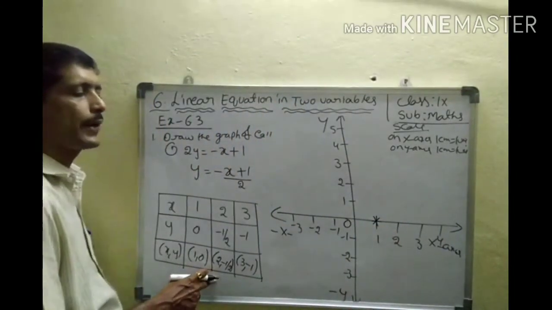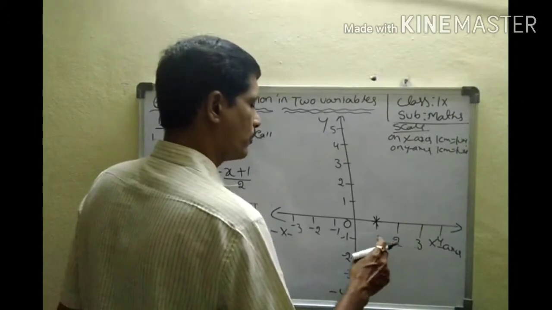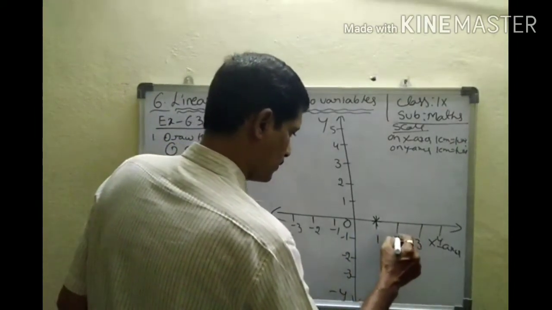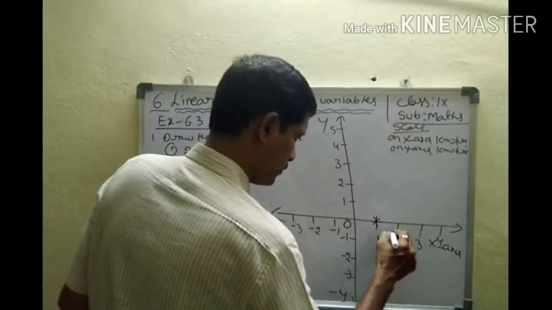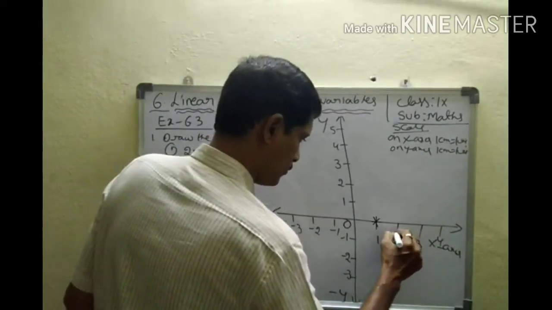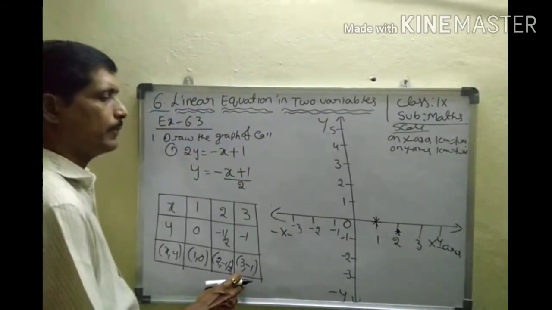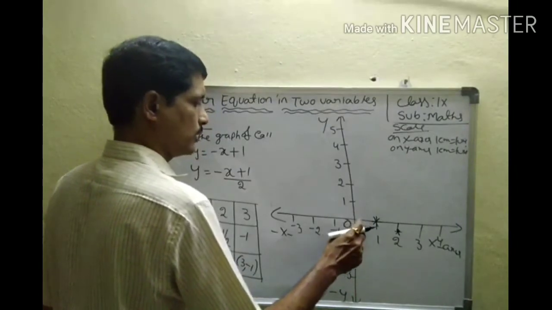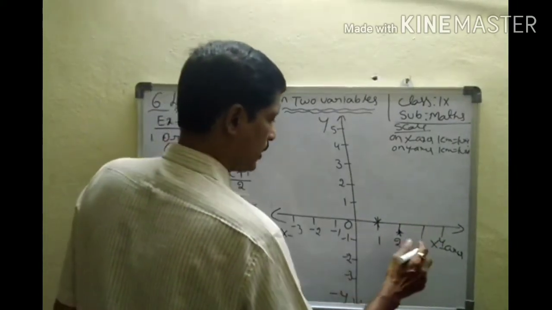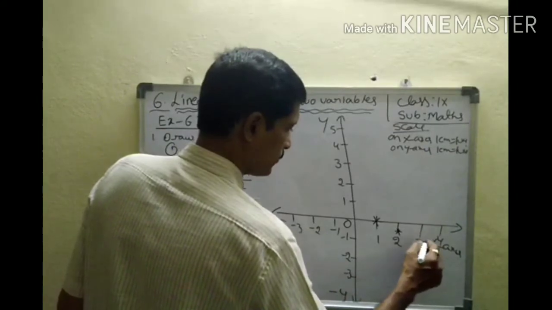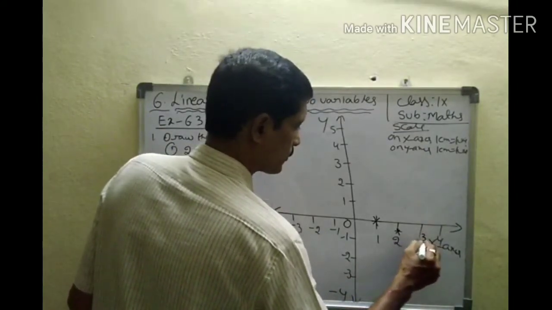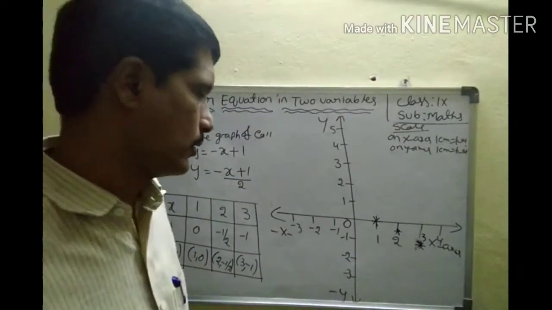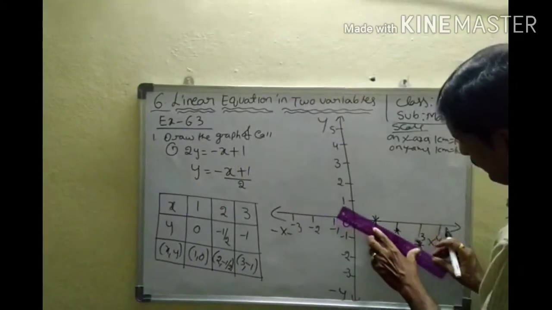Next, 2 comma minus 1 by 2. Here 2, and 1 by 2 below. Next one is 3 comma minus 1. Here 3 and minus 1. Now join the 3 points by using the scale.